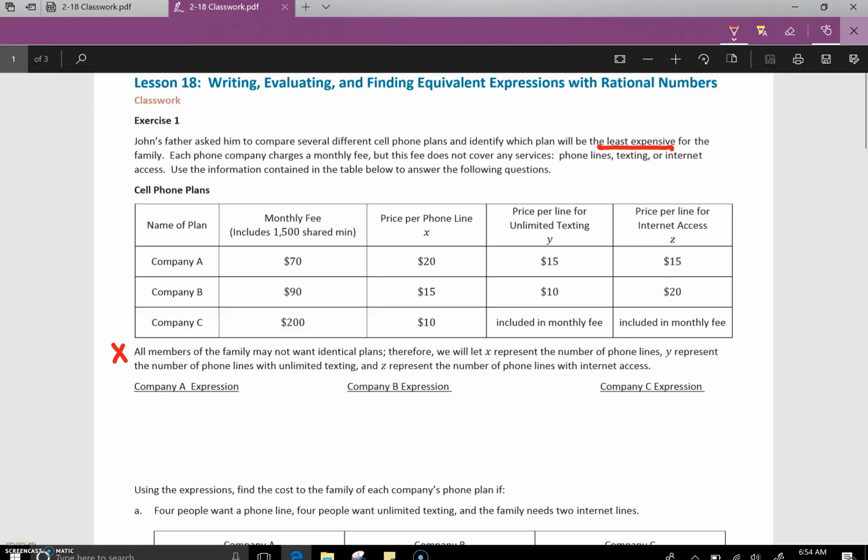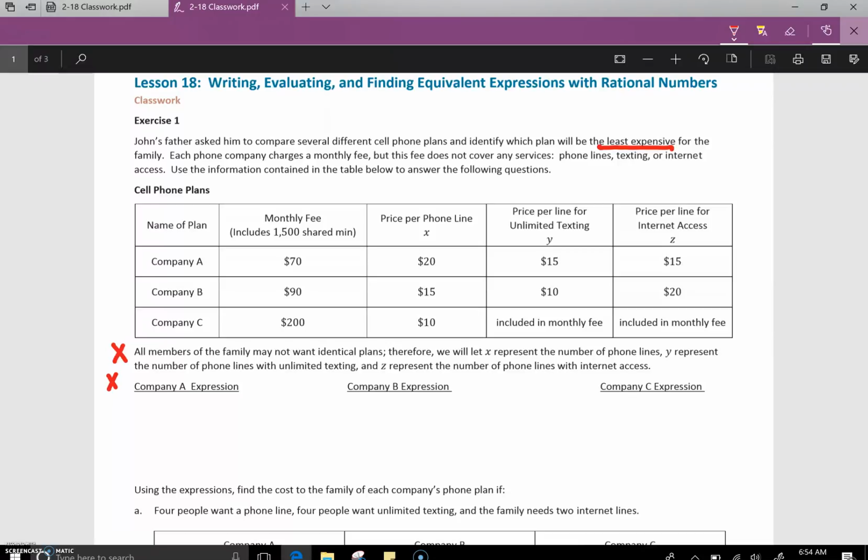Okay, so looking right here, all members of the family may not want identical plans. Therefore, we will let X represent the number of phone lines. So if you look up here, instead of writing price per phone line, we're just going to write X. We're going to let Y represent the price per line for unlimited texting. And we're going to let Z represent the price per line for internet access. So again, we're just going to use those variables so that we don't have to write out all those words all the time. So what they want us to do is write an expression for company A.